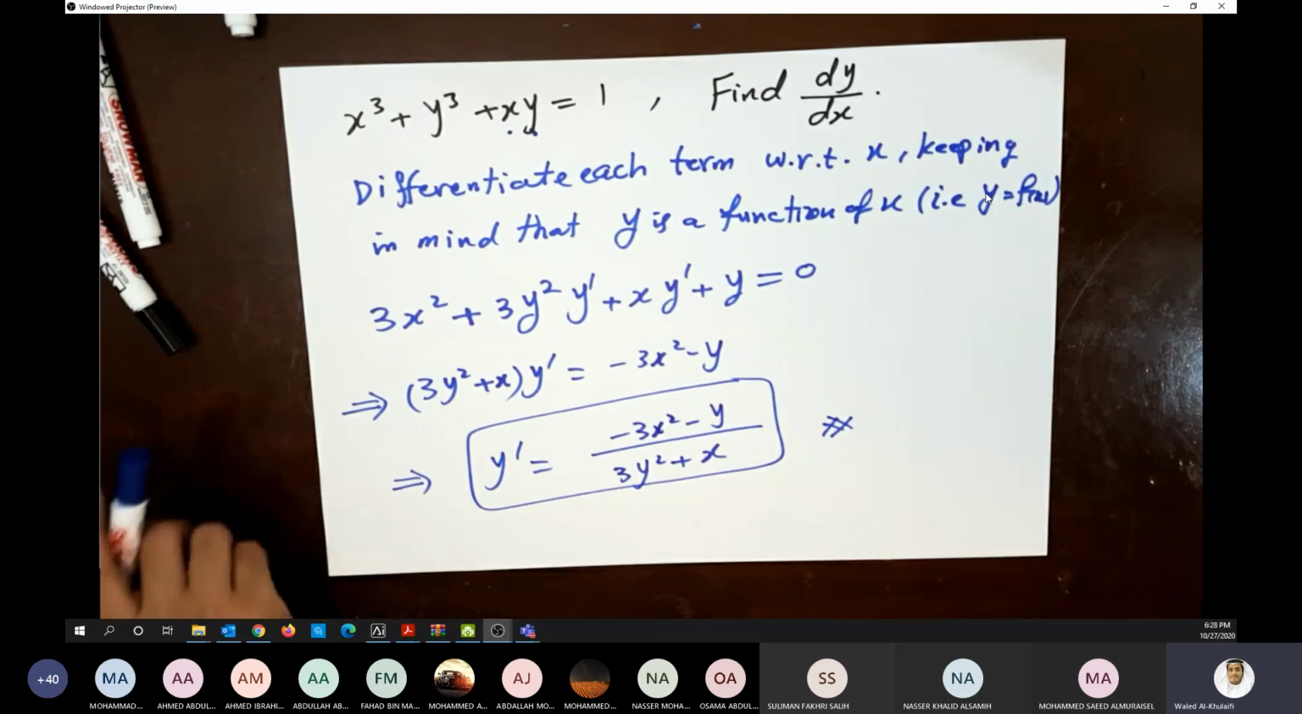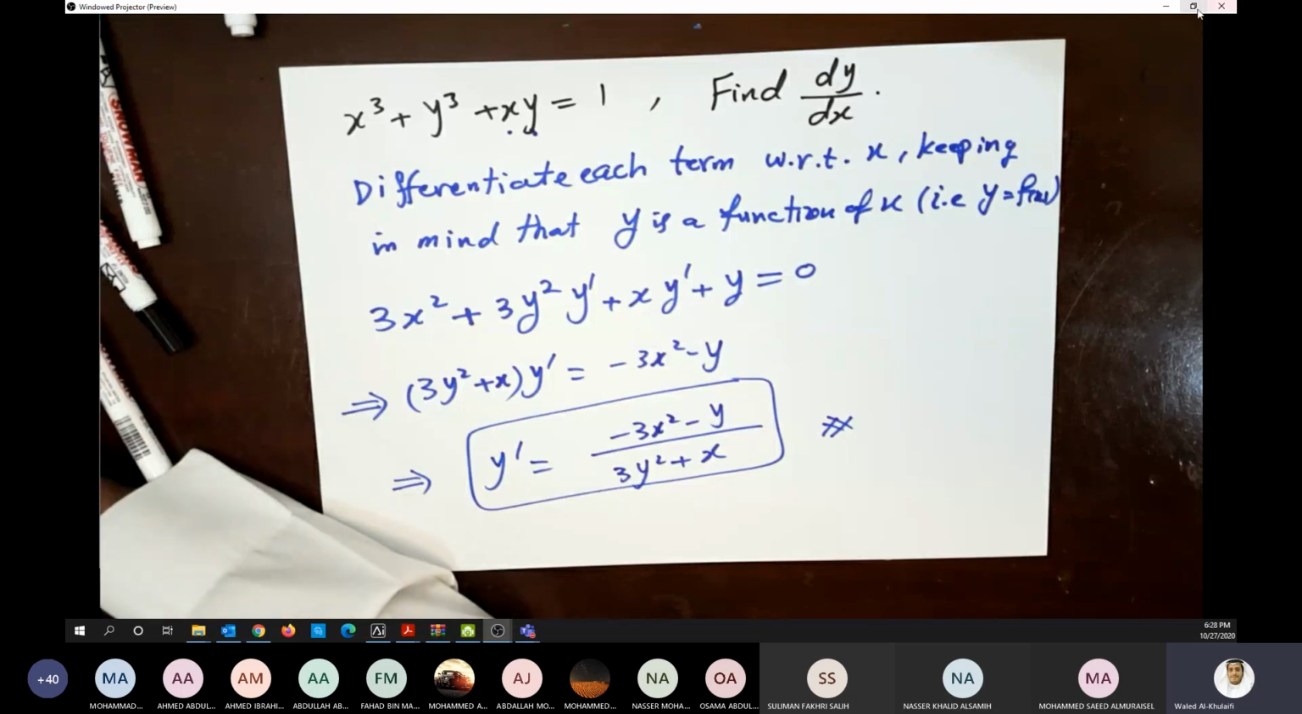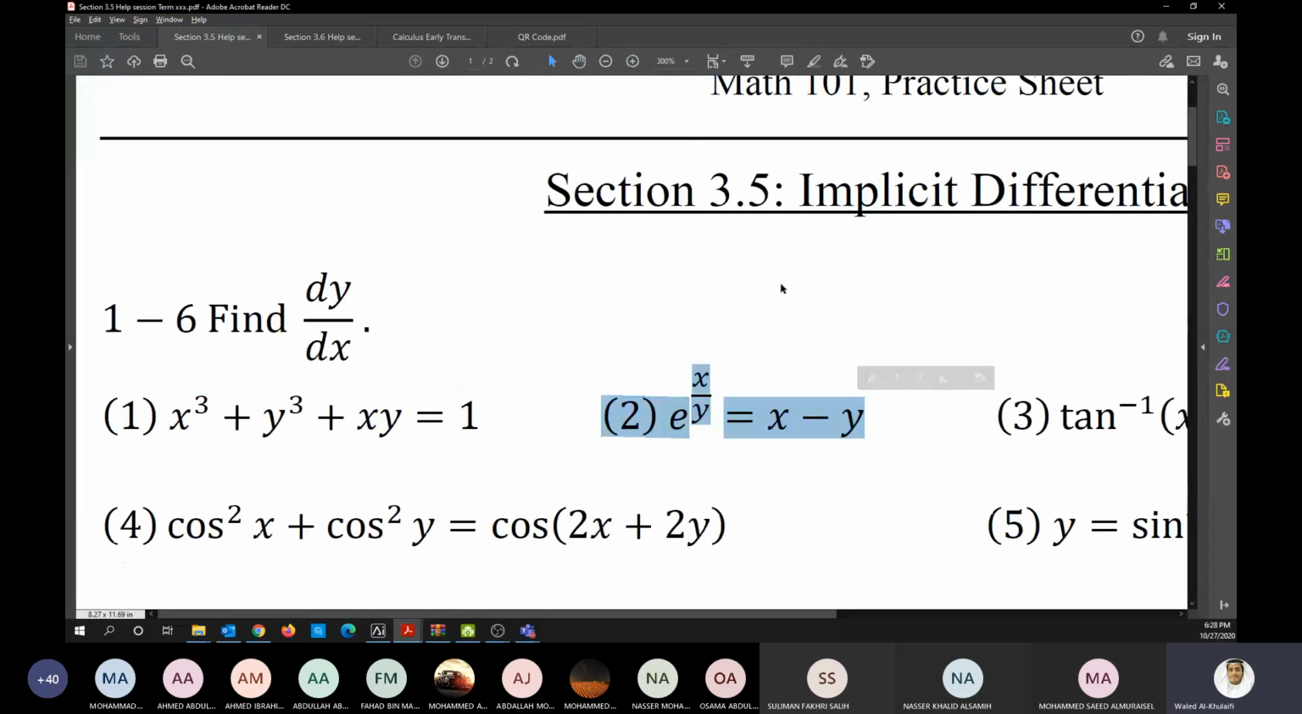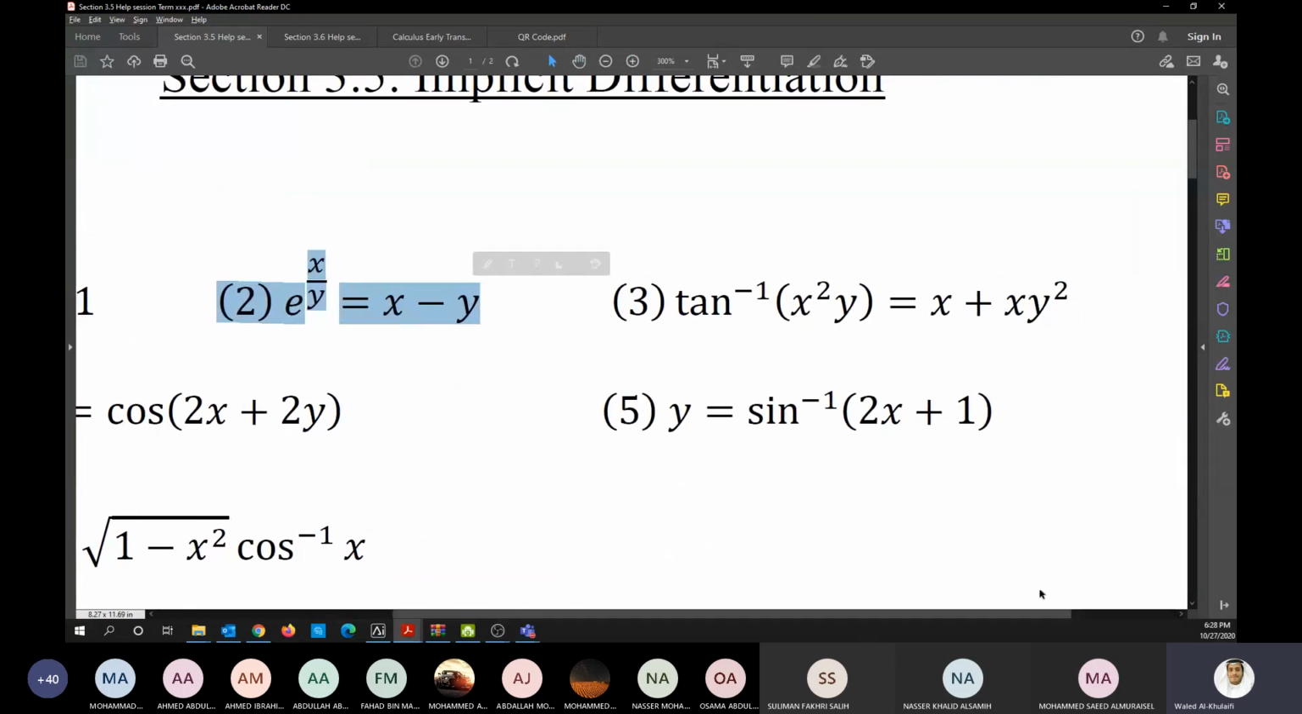So this is for the first problem. Now let's go to the second problem, and I want you to do it by yourself, guys. Now you are experts in Math 101, so please differentiate. Let's say you have a paper, try to find a paper and pen and do it by yourself. e to the power x over y equals x minus y. I'm waiting for you, guys. Try it by yourself.